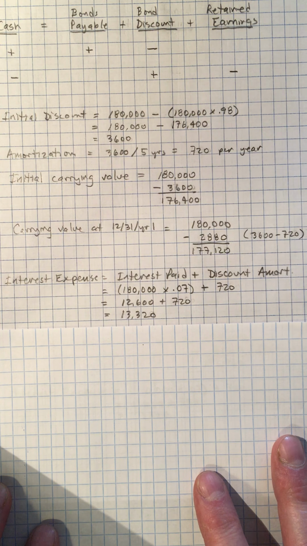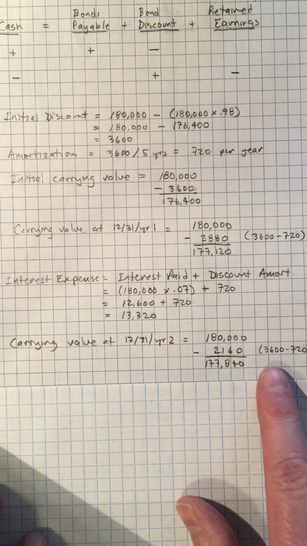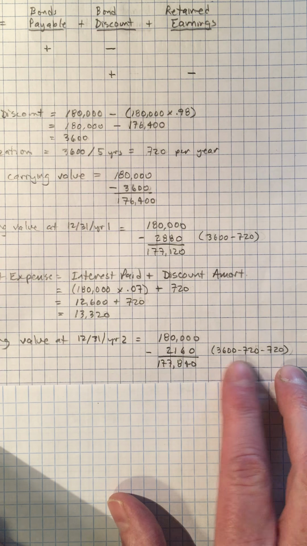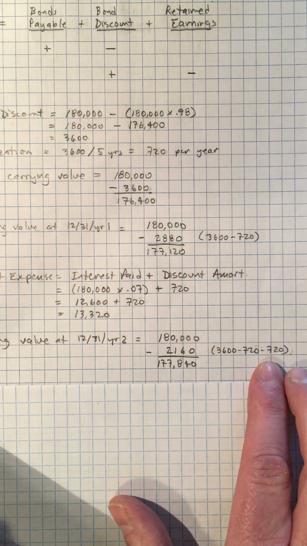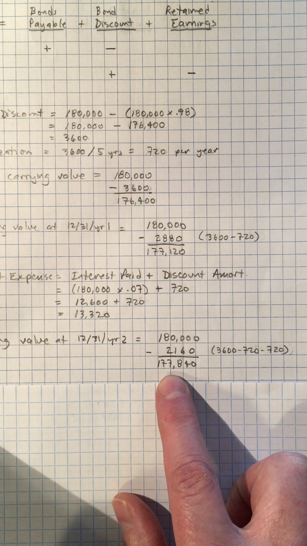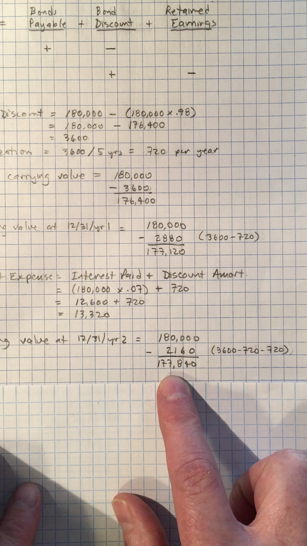Next thing they ask is to determine the carrying value, the face value less a discount, at the end of year 2. So now it's going to be $180,000 minus the unamortized discount, which is $3,600 minus $720 for the first year, minus $720 for the second year, or $2,160. So the carrying value goes up to $177,840. So as you might be able to tell here, as we amortize that discount, the carrying value is going to approach $180,000. When the bond matures, the discount will be 0 and the carrying value will be $180,000.